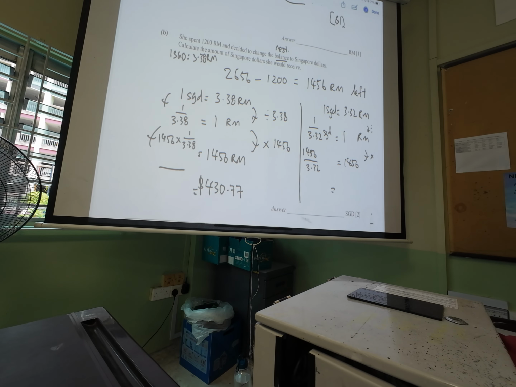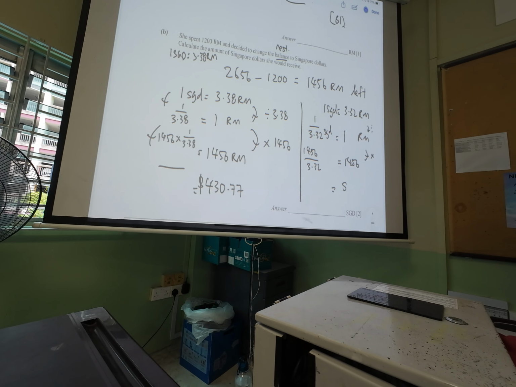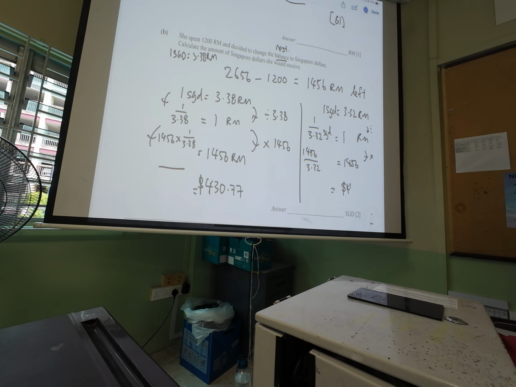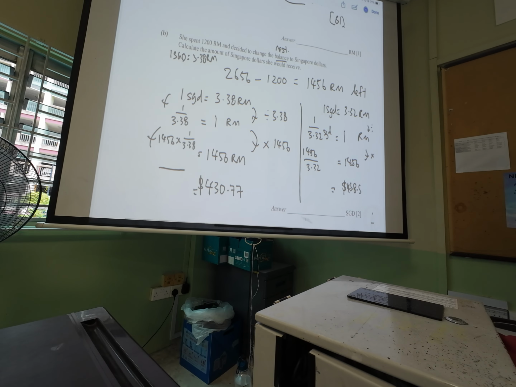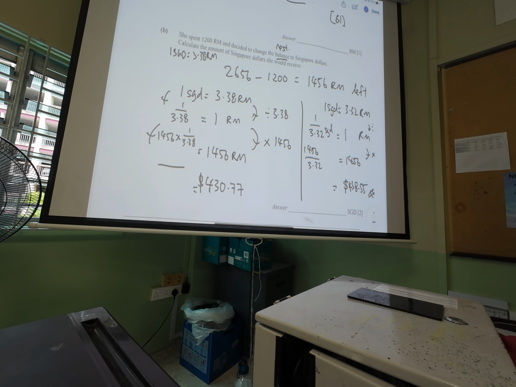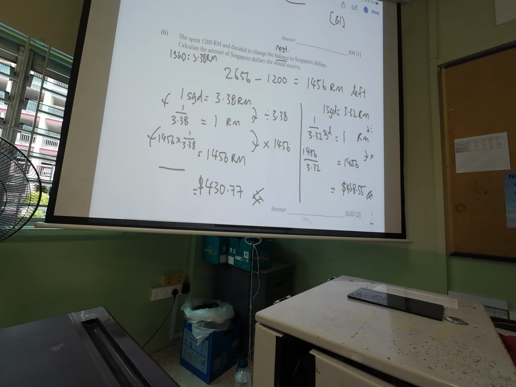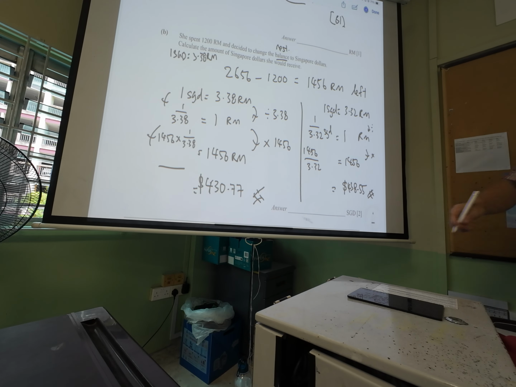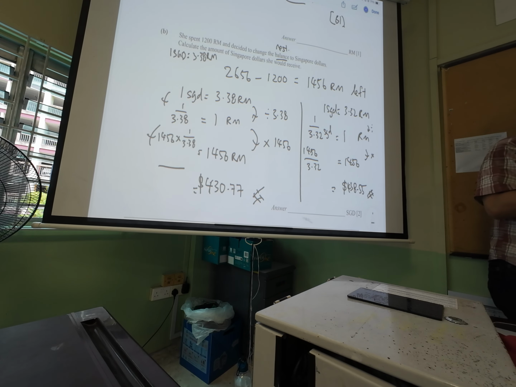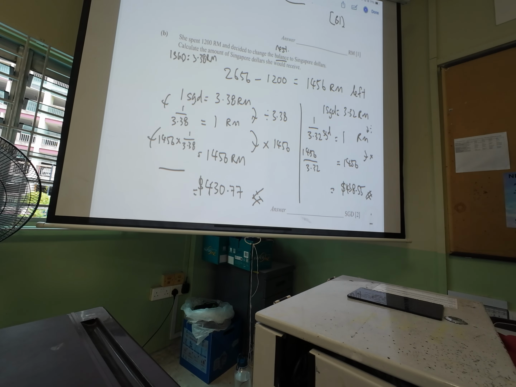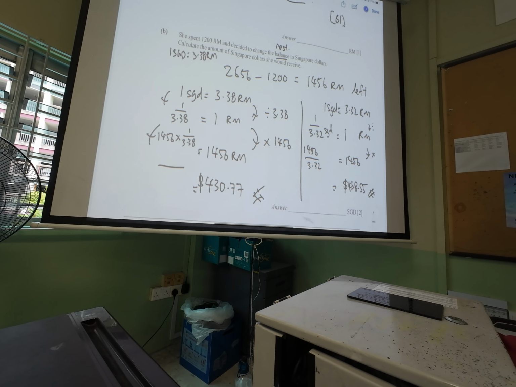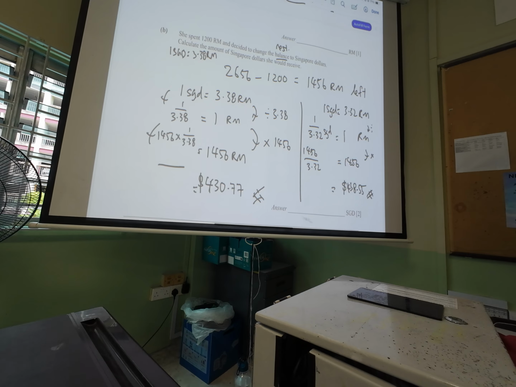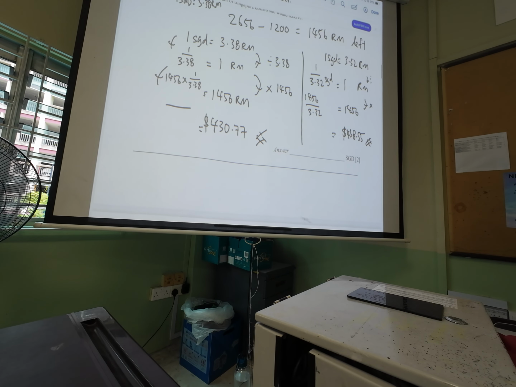So if you use 3.32, you should get 438.55. So either answer we also mark you correct. But either way, the working is still the same. Okay? Changing from one currency to another currency. So this one also, get used to it.